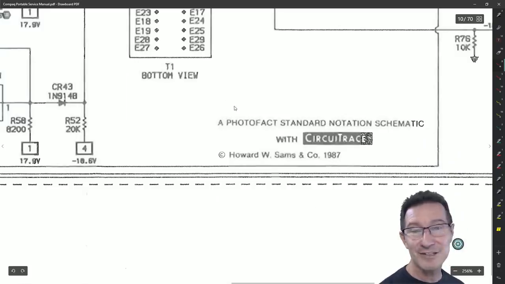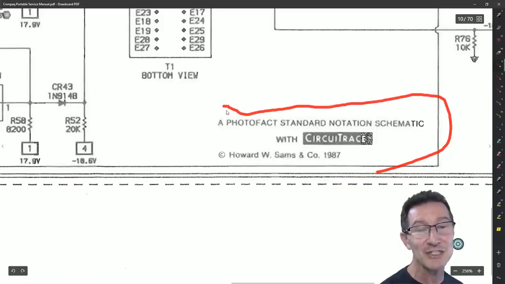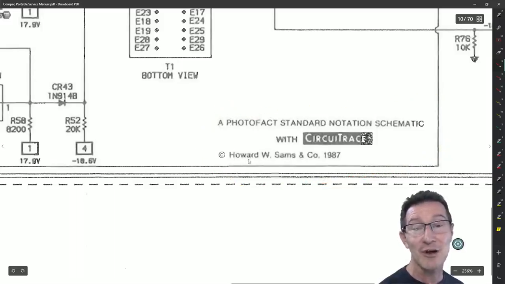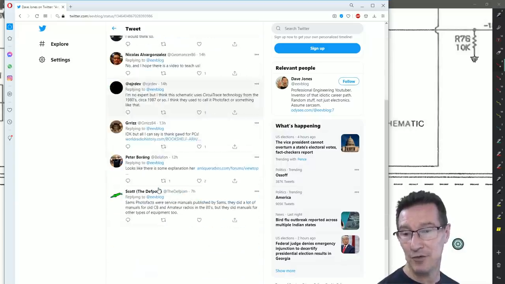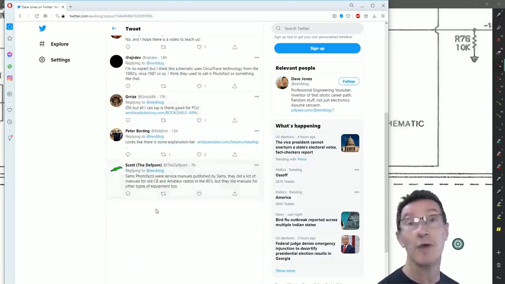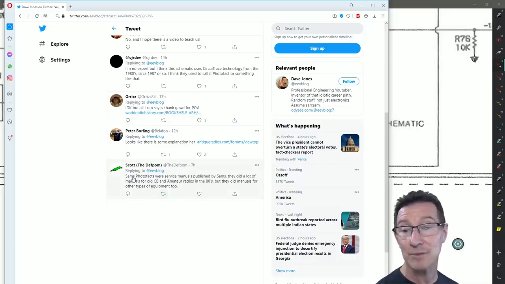Now, this is the interesting thing. I posted this on Twitter, a PhotoFact standard notation schematic with circuit trace, copyright Howard W. Sams & Co. 1987. Well, apparently this dates from like the 60s or something. We'll briefly look at this because it's kind of interesting. I posted this on Twitter, and the tweeps, of course, came through. There's Scott, Defpalm, the Sams PhotoFact, the service manuals published by Sams. They did a lot of manuals for old CB and amateur radios in the 80s, but they did manuals for other types of equipment too.